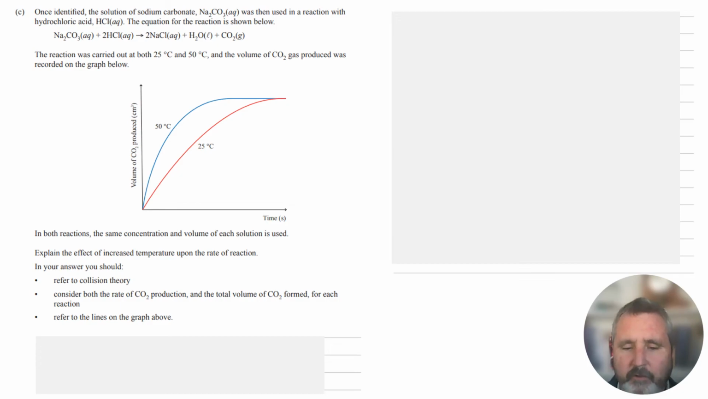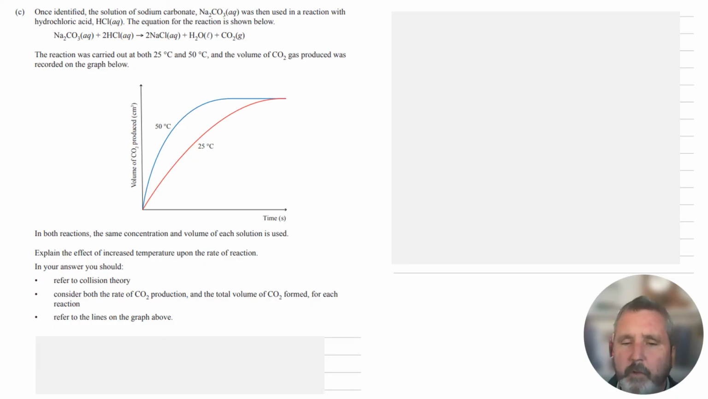Okay, so total volume is really interesting, how they said that as well. At the end, we're supposed to say that the total volume is the same because the amount of reactants is the same. That's just a line we're going to put right at the end, okay? So let's go on and see if we can answer this.